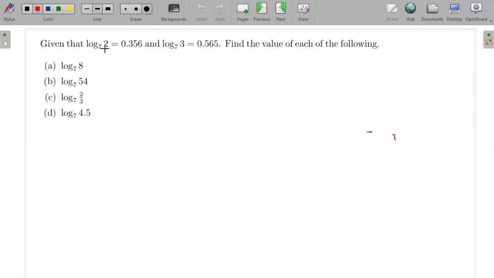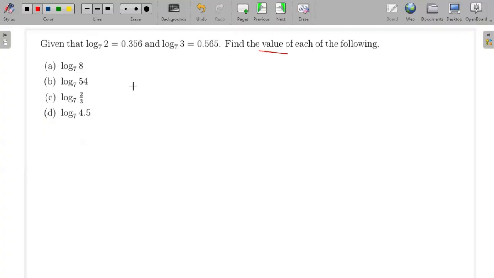And then this first part says, given that log base 7 of 2 is equal to 0.356, and log 7 of 3 is equal to 0.565, like this. And then they're telling us now that we must find the value of the following logs.